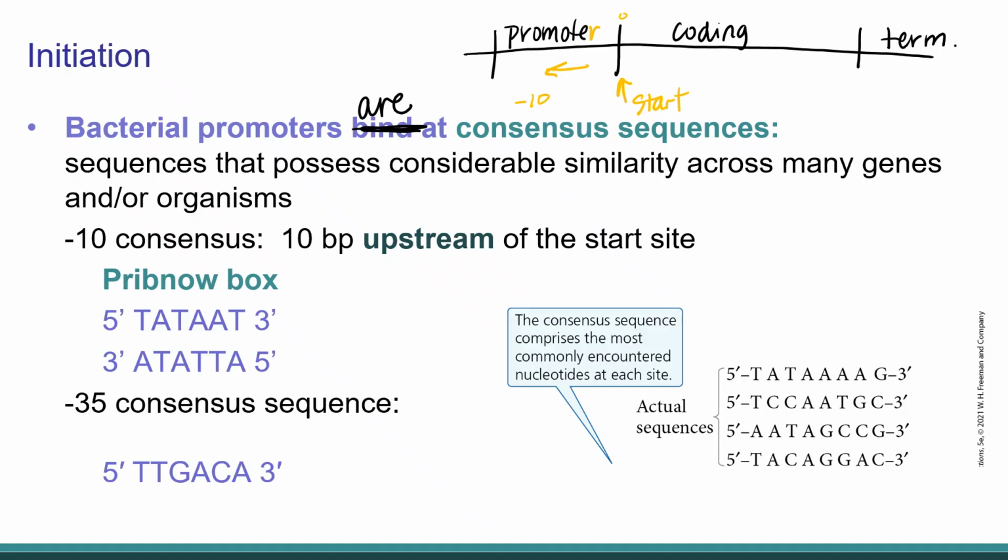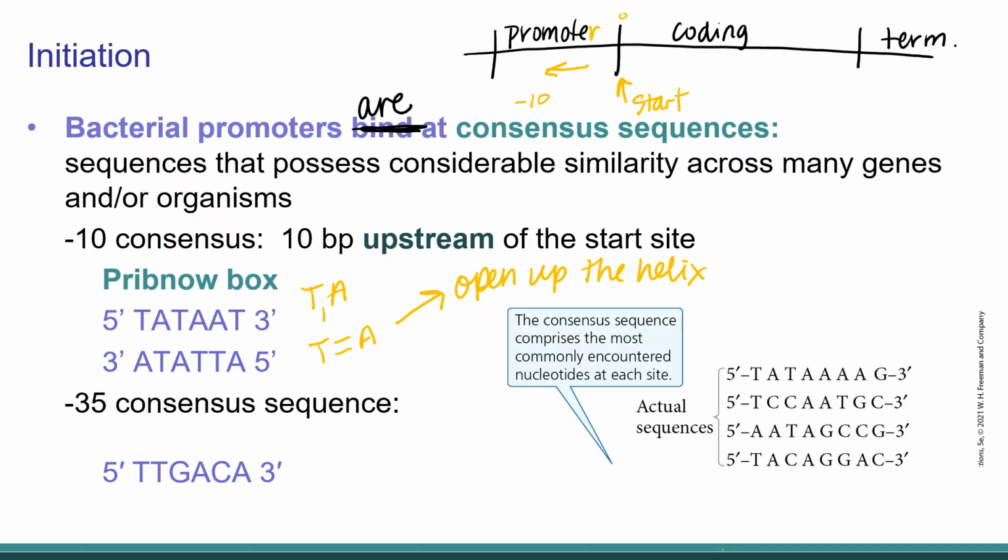This is called the Pribnow box, and the Pribnow box mostly consists of T's and A's. The reason for this is, remember that T binds to A with only 2 hydrogen bonds, which means this is going to be easy to open up the helix, compared to if we had a bunch of G's and C's where we've got 3 bonds holding them together. And so that is going to actually be the location where RNA polymerase is going to open up our double helix so that it can start transcription.